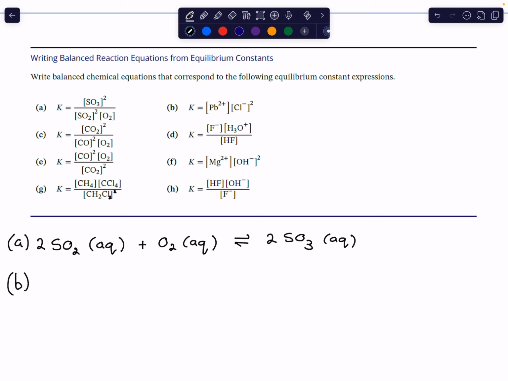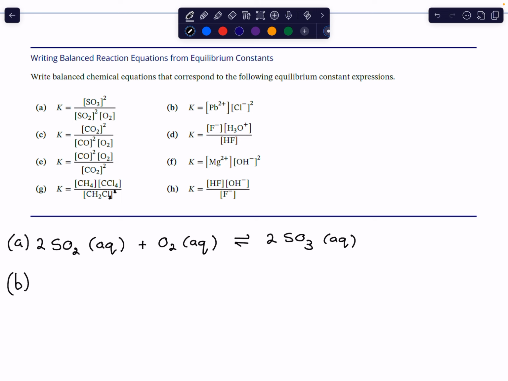Moving on to B, you should notice something interesting or recall something. In this case, we don't see a numerator and a denominator, we only see one line. And that immediately should imply something to you. That means our denominator is a 1. And you should recall something special about that case. When you see that, K would otherwise have been 1 over something, if they weren't the products that we were given.